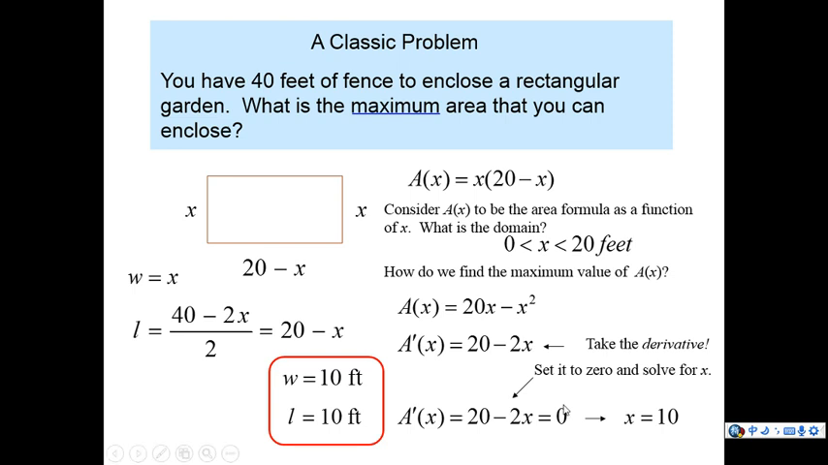Again, this one is just one of the traditional optimization problems. As you can see, we do know that a square can be a rectangle, but a rectangle cannot be a square.